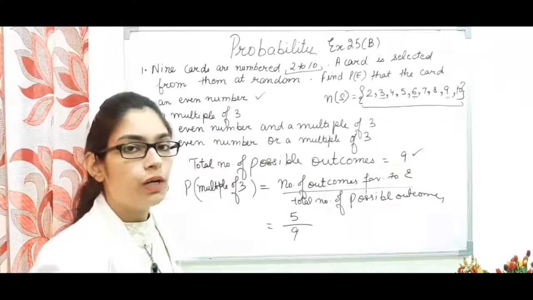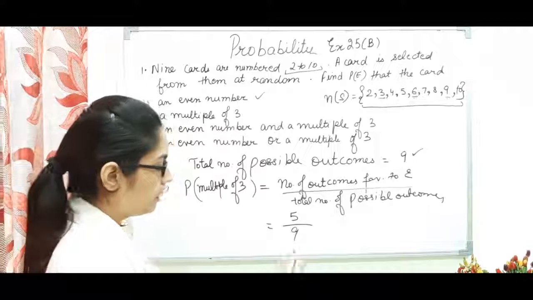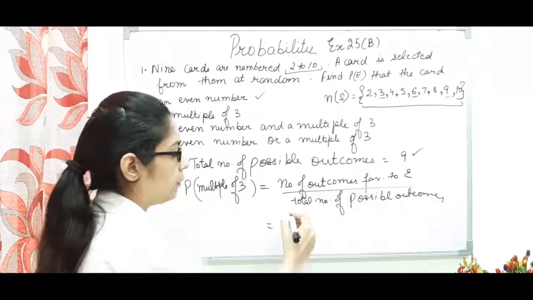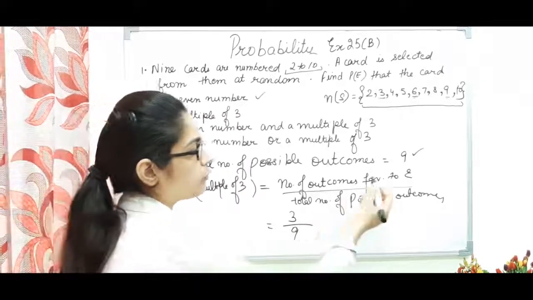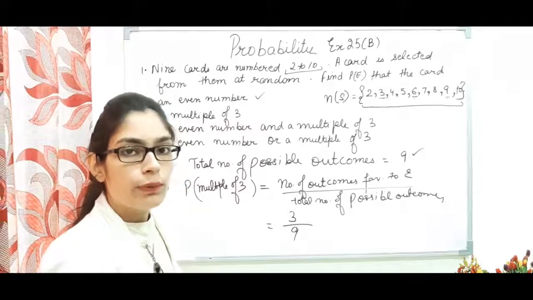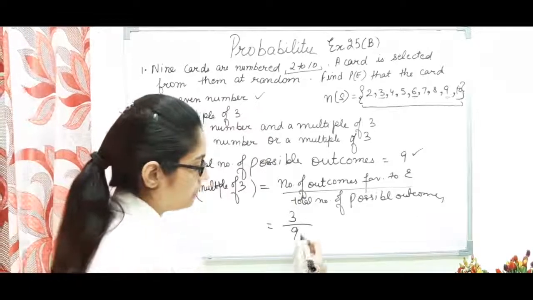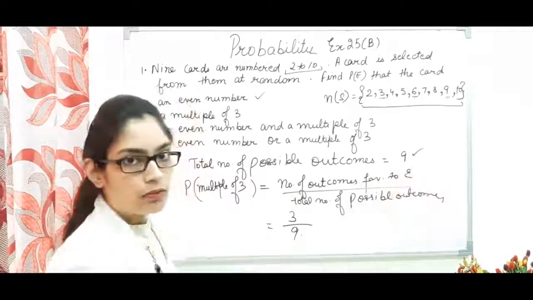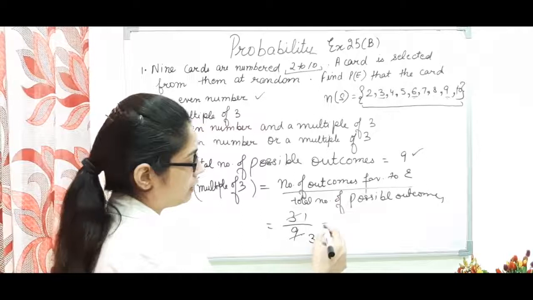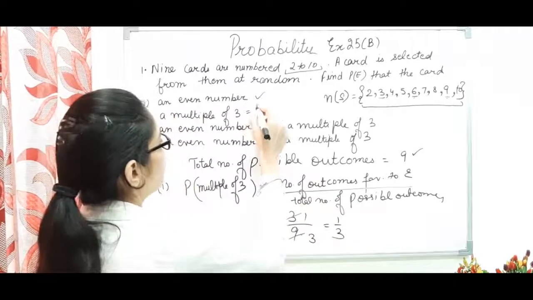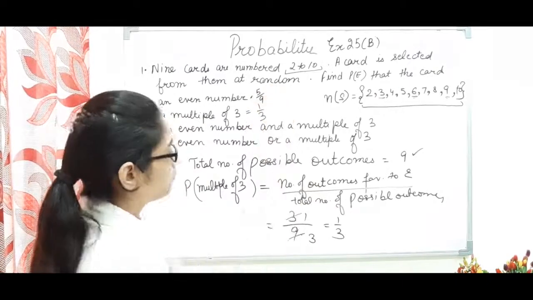So we can see 1, 2 and 3. 3 numbers are there which are multiples of 3, which means the chances of getting a multiple of 3 will be, because I have only 3 numbers, I'll write 3 over here, the outcomes which are favorable to E. Now the total number of possible outcomes is 9. We have already written at the starting of the sum. So now 3 into 1 is 3, we can further simplify it. 3 into 3 is 9. So it will be 1 by 3. So multiple of 3 will be 1 by 3. Even number was 5 by 9.